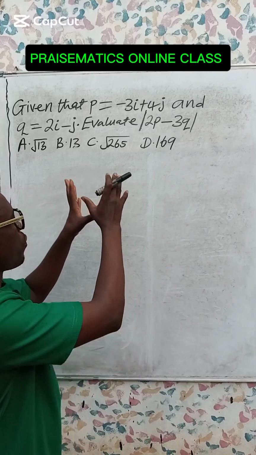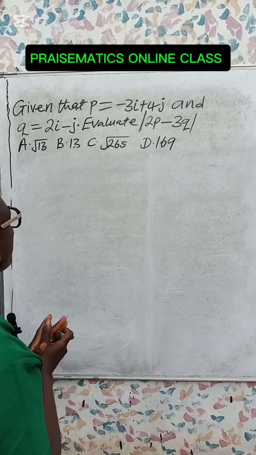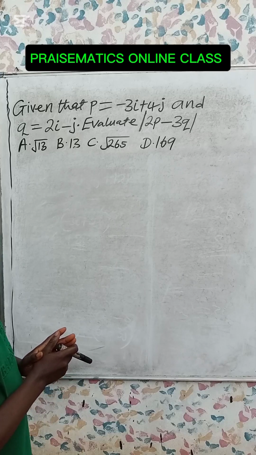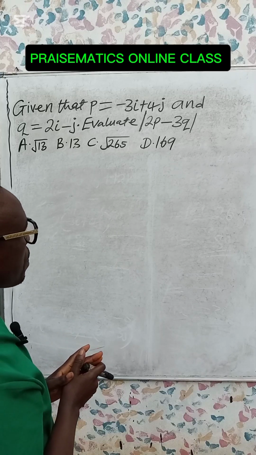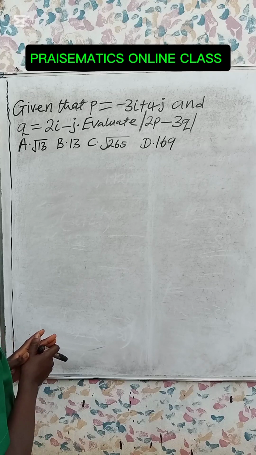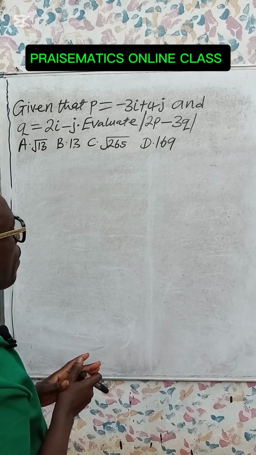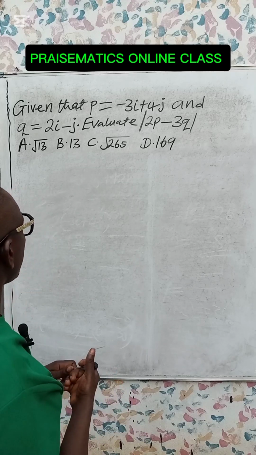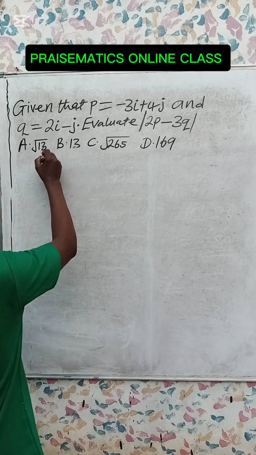Let us solve this wonderful question before us. Given that P equals minus 3i plus 4j and Q equals 2i minus j, evaluate the magnitude of 2P minus 3Q. Okay, solution.